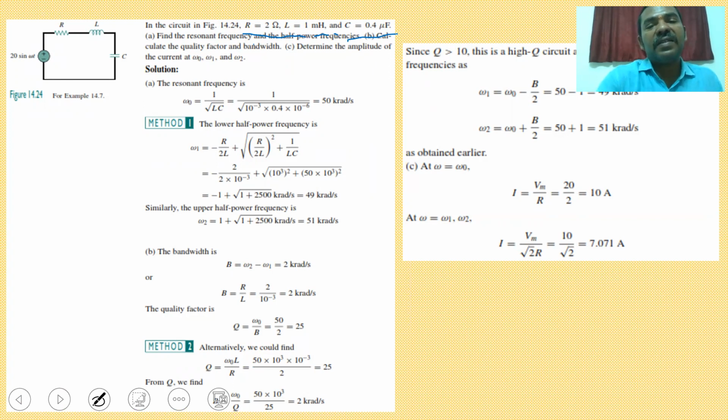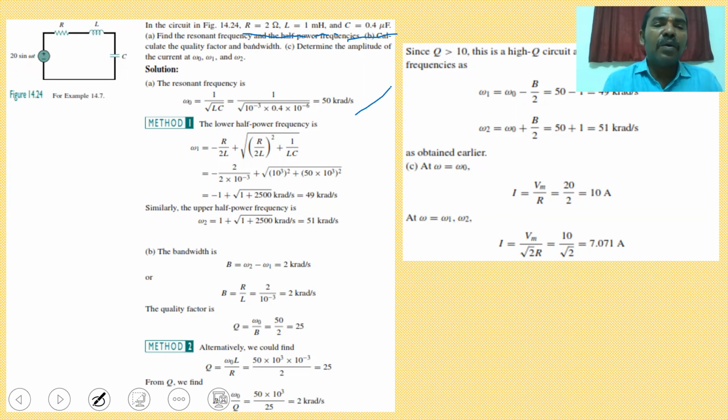So the first equation is for finding the resonating frequency, omega naught is equal to 1 by root LC. So that is equal to 1 by root of, so what is your L value? 1 millihenry. So 1 into 10 power minus 3 into what is your C value? 0.4 microfarads. 0.4 into 10 power minus 6. So you can get 50 into 10 power 3 radians.